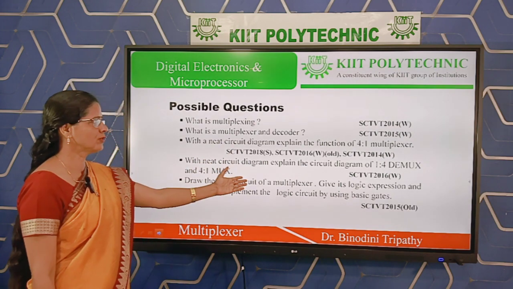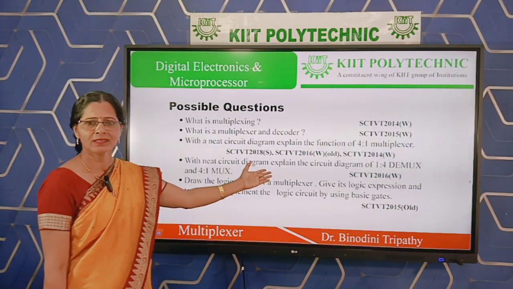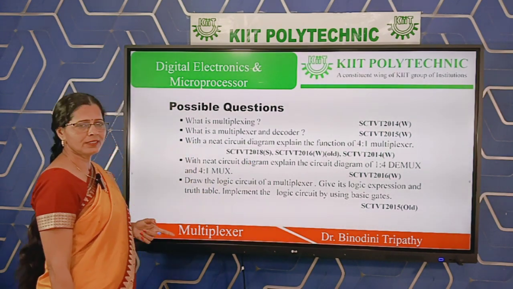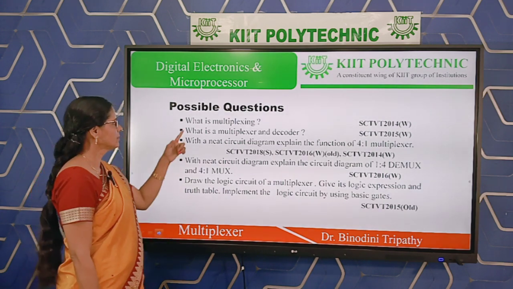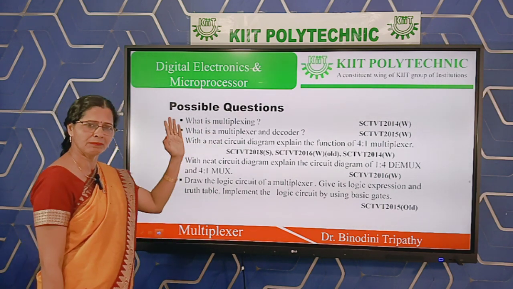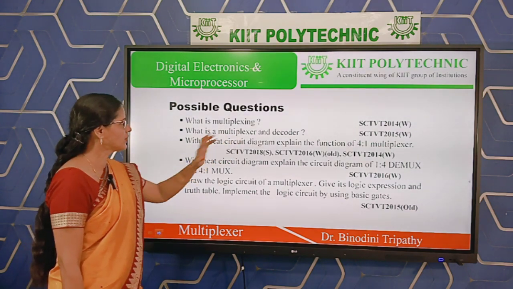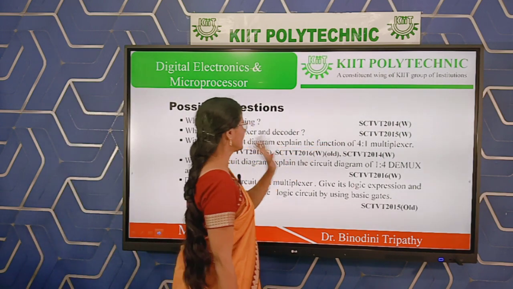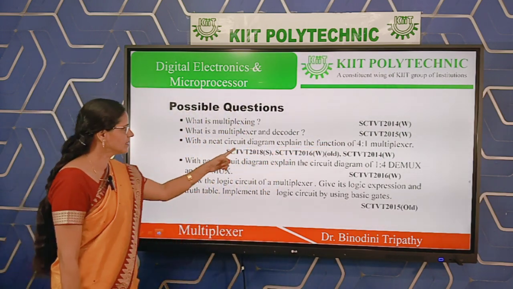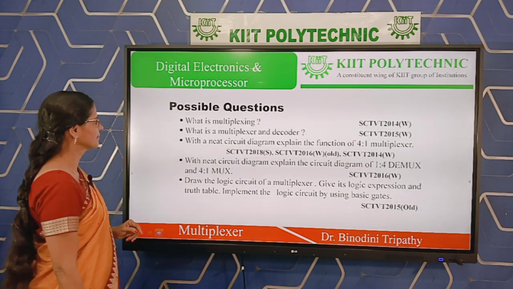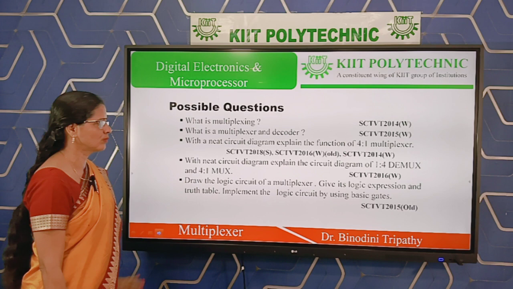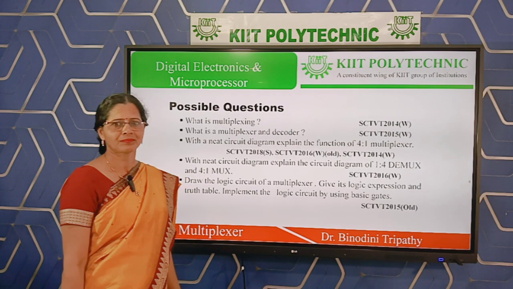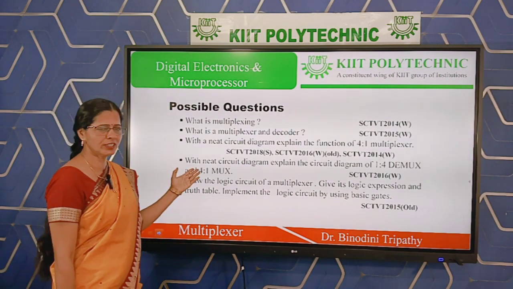Now these are the possible questions you must have faced in SCTVT exams, and as I explained you can write your answers. This is a 2 mark question: What is multiplexing? In the first slide, what is a multiplexer? This is extra, another chapter, but the question this year was like this. Then this is a long question. This is also a long question and this is also a long question. So as per your slide, this is the way, and these are your semester questions.